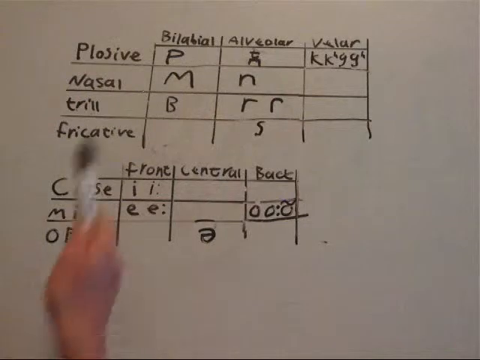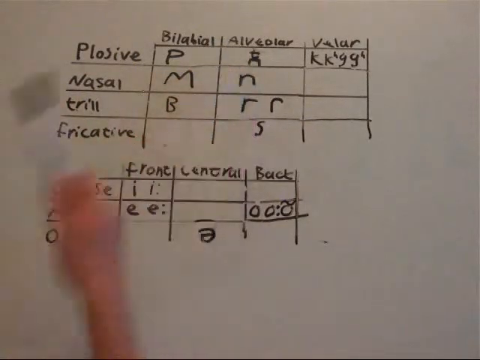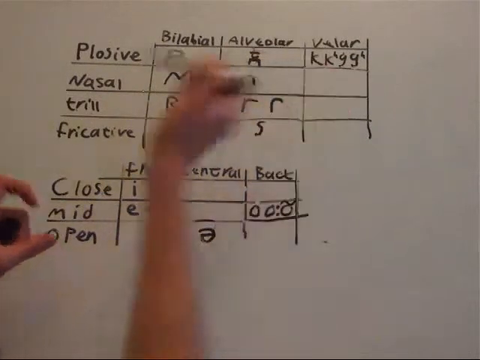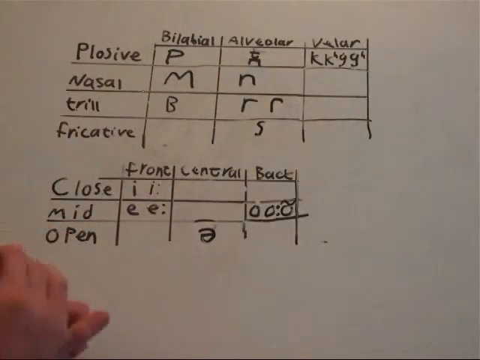So, we have P and we have T. Now, I wanted to show you, you see this little thing underneath here? This represents that it's dental, so you say it with your teeth, instead of saying it in your palate.